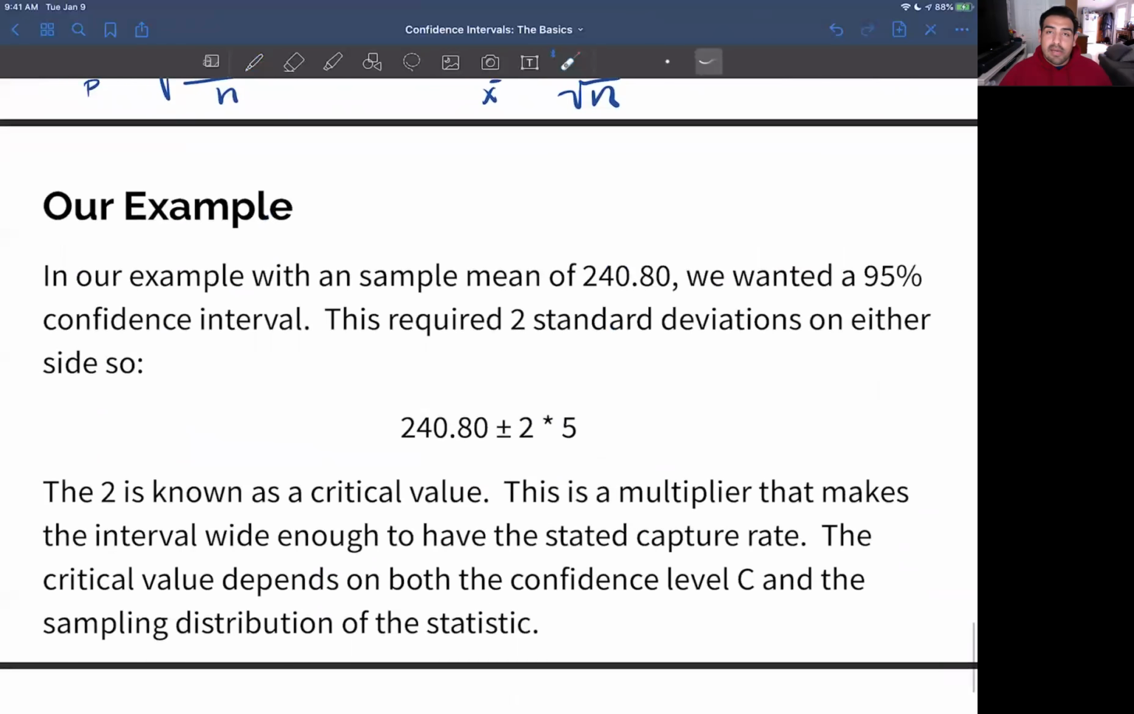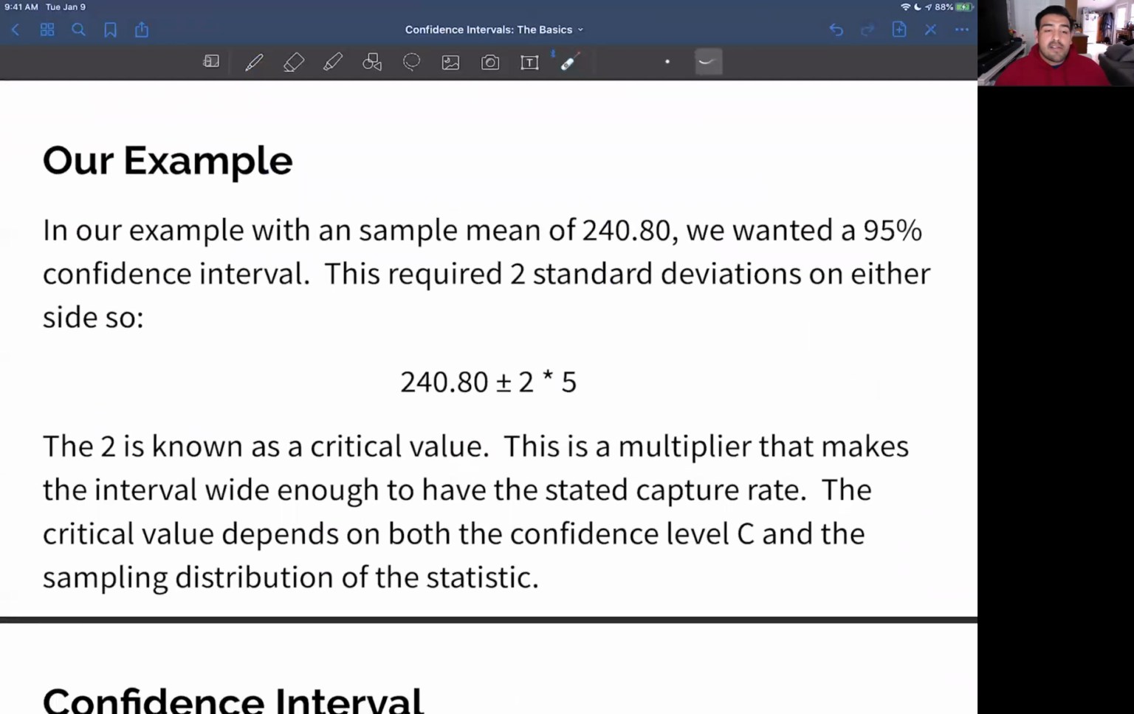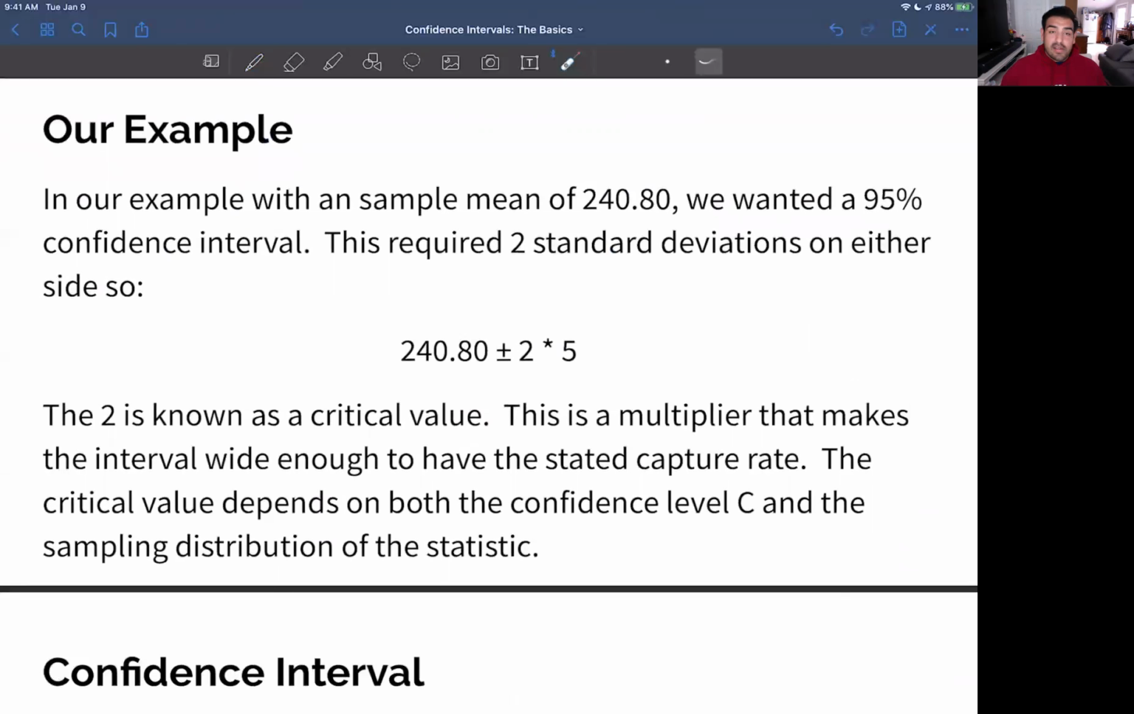So let's go back to our example way earlier before. In our confidence interval with a sample mean of 240.8, we wanted a 95% confidence interval. This required two standard deviations on either side. So we have the equation 240.8, our point estimator, plus our margin of error. Remember, our margin of error was 10. Our margin of error was this part after the plus or minus sign. So to break down the margin of error, right? The margin of error can be broken down further.